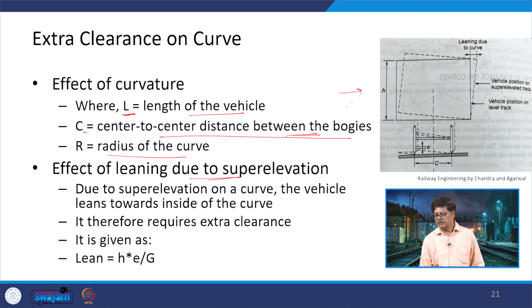Now, the effect of leaning due to super elevation. Because of this super elevation being provided, there is a tendency for the vehicle to lean inside. So, this is the leaning, the extra amount by which the vehicle has gone inside, though it should have been up to this point. So it requires an extra clearance, defined by h into E divided by g, where h is the height of the vehicle, E is the cant and g is the gauge provided on the track.